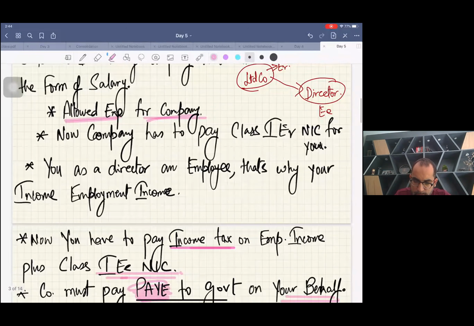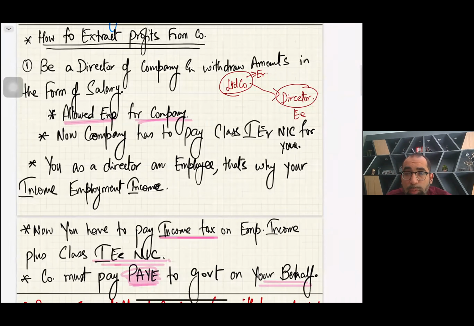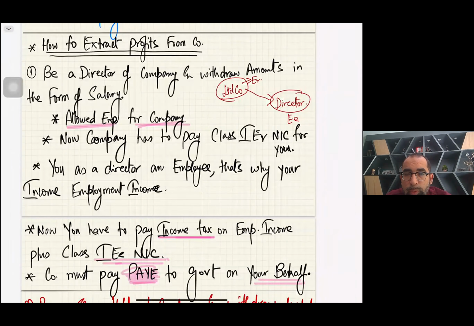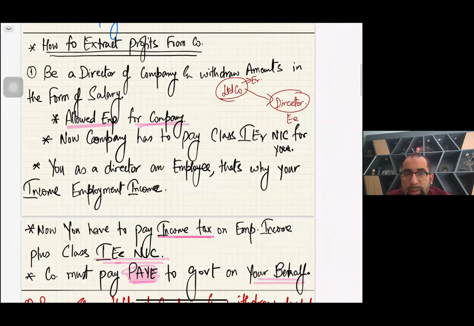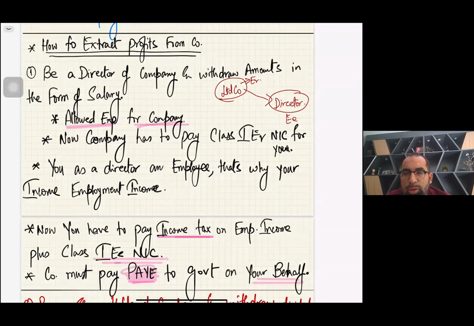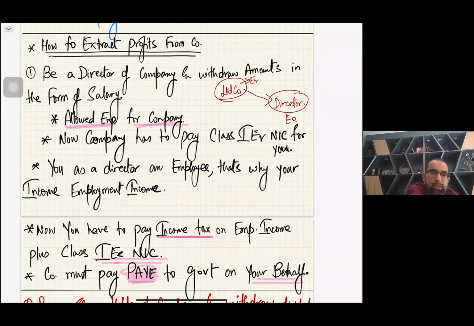Please, if you are the director, read it and think over it. Don't sleep, read it please. If you are a director and employee, then the company is the employer. Whatever the company pays you is salary, an allowed expense for the company, plus the company has to bear class 1 employer NIC, which is also a cost. And as an individual, you have to pay income tax on employment income and class 1 employee NIC. These are the consequences.